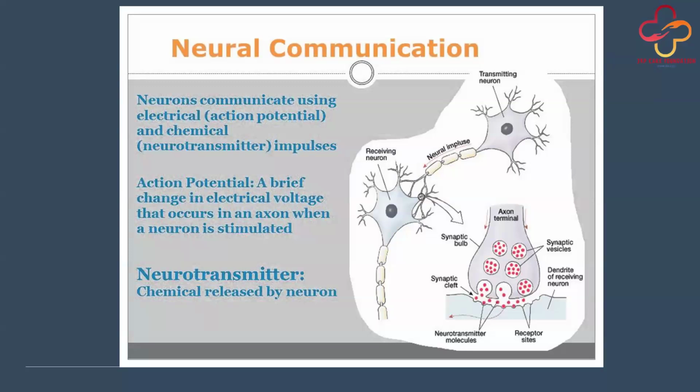So these neurons communicate using two impulses, electrical and chemical. Electrical is the action potential and chemical are the neurotransmitters. There are different electrical voltages that carry the signal along with the chemical. Together they carry the signals from one neuron to another neuron. And this is how neural communication gets distorted or difficult in autism.